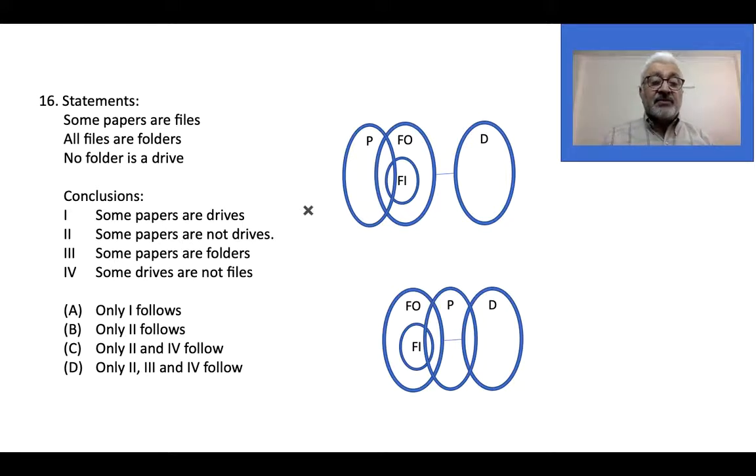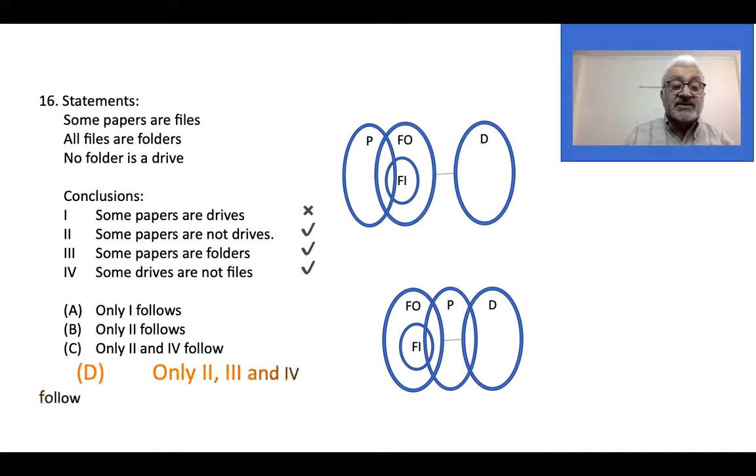Hence, we can take it individually. Some papers are drive is not true because here it is not true, but here it is true. Therefore, it is not certain. Therefore, not true. Some papers are not drives is true, as I've already explained to you. The second is true. The third is true, and the fourth is also true. Hence, my answer is D. I hope you've understood. All right.